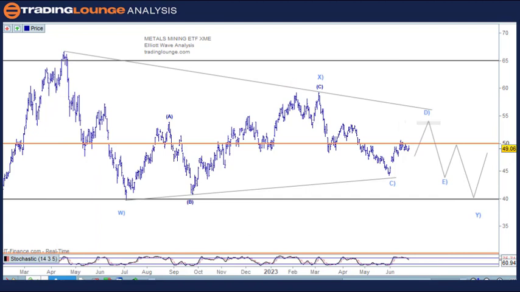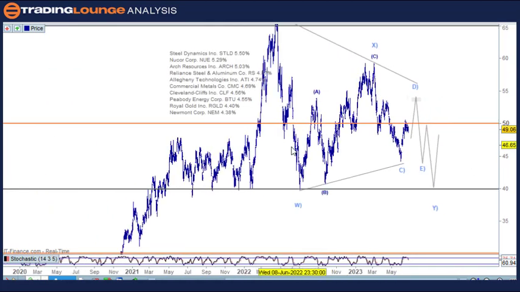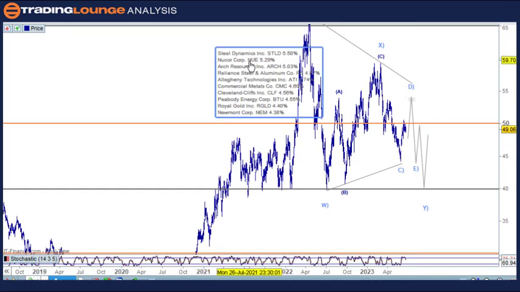And okay, over to the base metals. So this is XME here. So I don't know if I got the constituents in here.